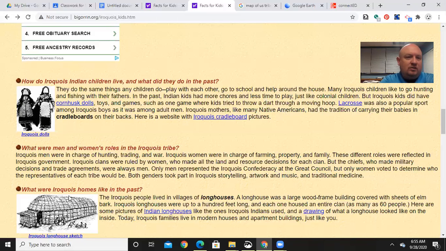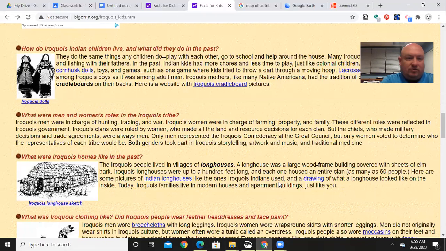Chiefs made military decisions and trade agreements. Only men represented the Confederacy at the council, but only women voted to determine who the representatives of each tribe would be. Both took part in storytelling, artwork, music, and medicine.